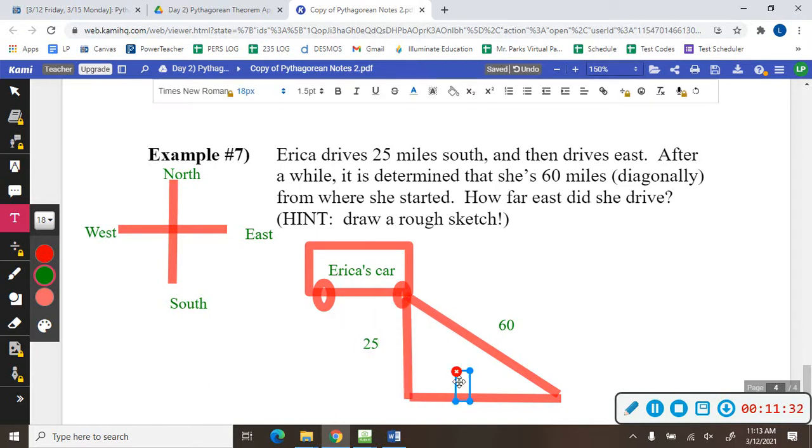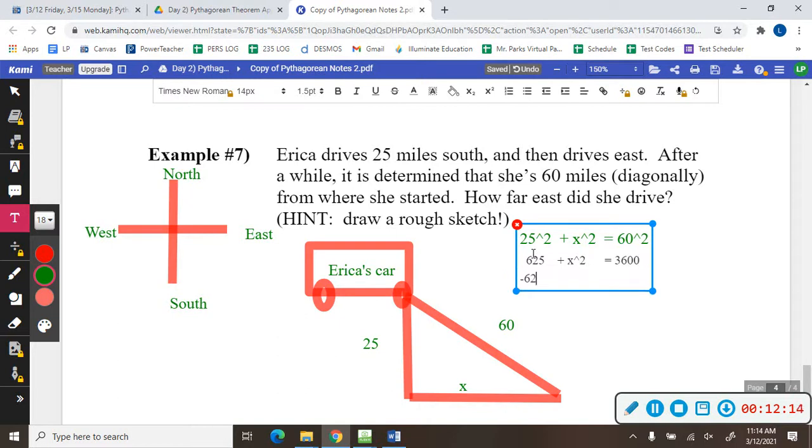So this would be my x. I set it up. This is my hypotenuse. This is the right angle. North, east, south, and west makes 90 degrees. So my formula would be 25 squared plus x squared equals 60 squared. 25 squared, 625. 60 squared, 3,600.